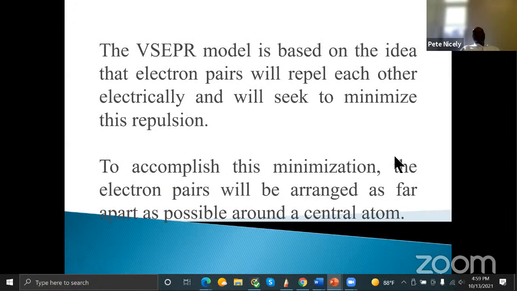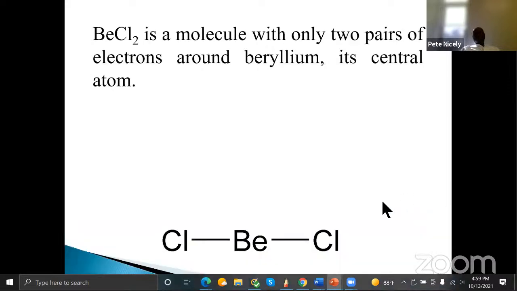All right. So as stated here, to accomplish this minimization, the electron pairs will be spread and arranged as far apart from each other as possible around a central atom. So for example, if you look at the beryllium chloride molecule, right? This is the Lewis structure here.